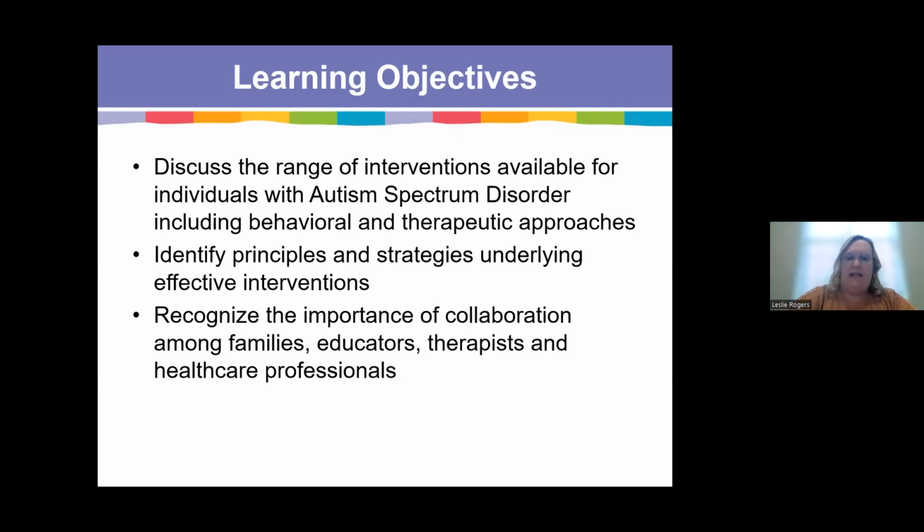The next thing I'd like to discuss is identifying principles and strategies underlying effective interventions. So how do we work together? How do we choose those? What sorts of ways have we seen that families have most benefited from those services? And the last is just recognizing the importance of collaboration among families, educators, therapists, and healthcare professionals.